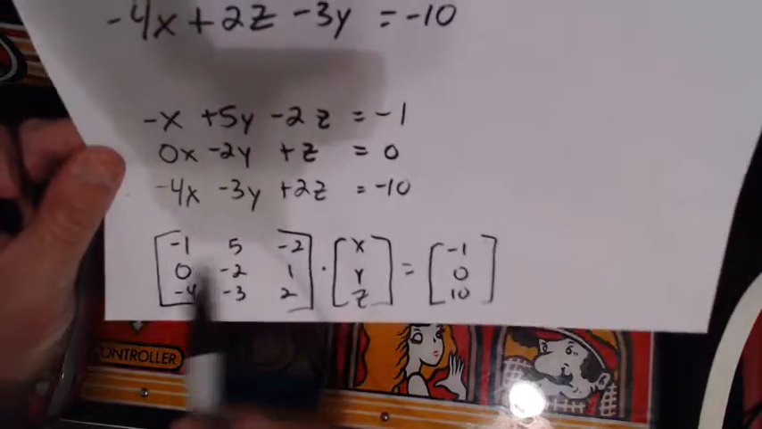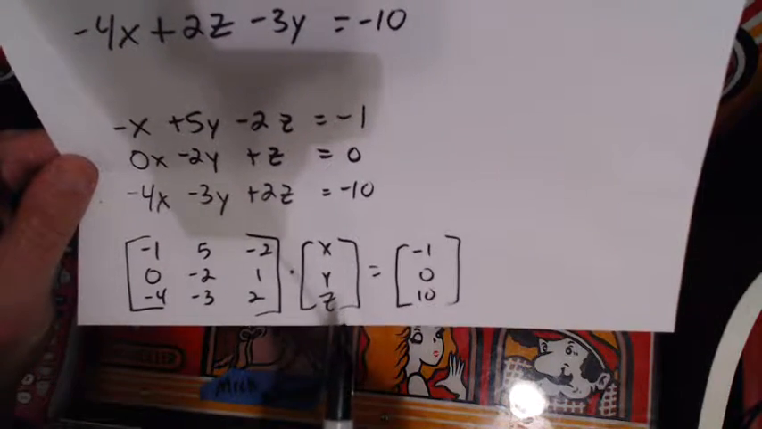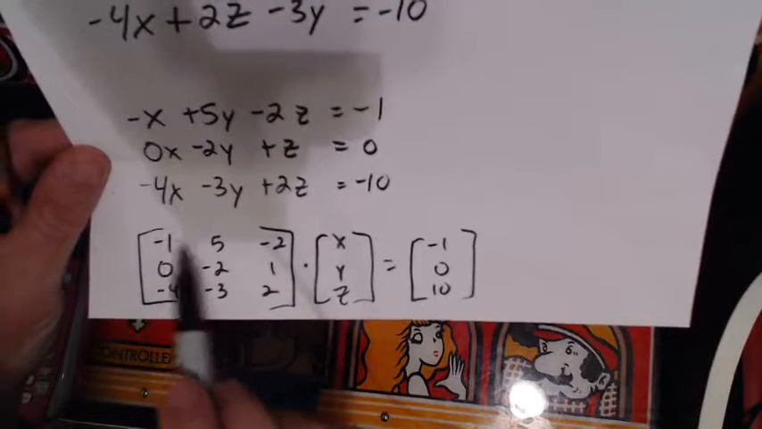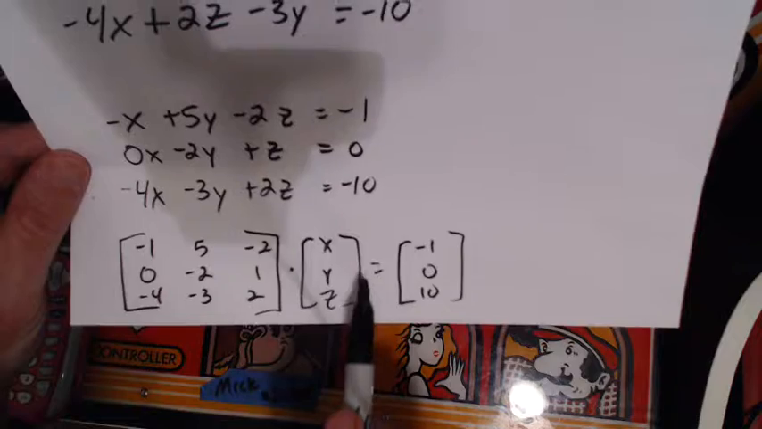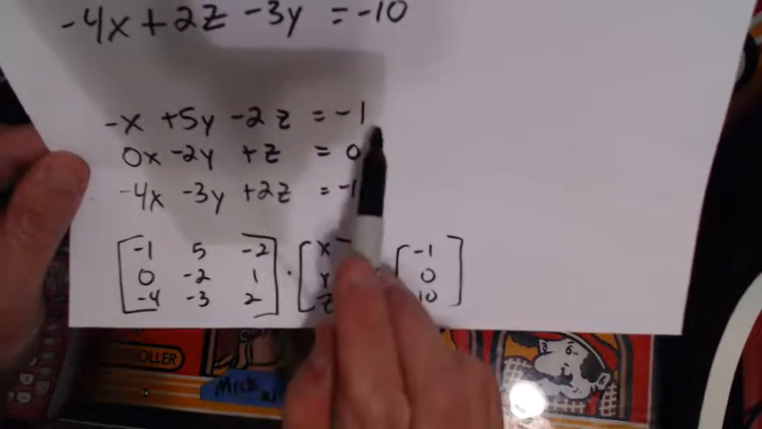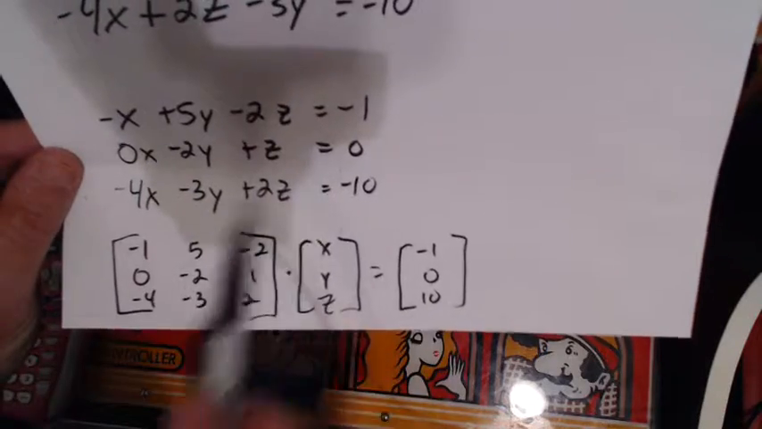If you're a dork like me, you like the fact that, remember when we multiply matrices, first row, first column, right? Look, negative 1x plus 5y minus 2z equals negative 1. Notice that's the first equation, right? And you could go through that, and that equals 0. That's the second equation, and so on and so forth.